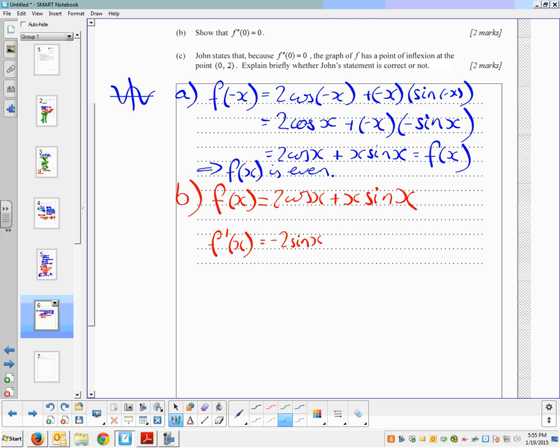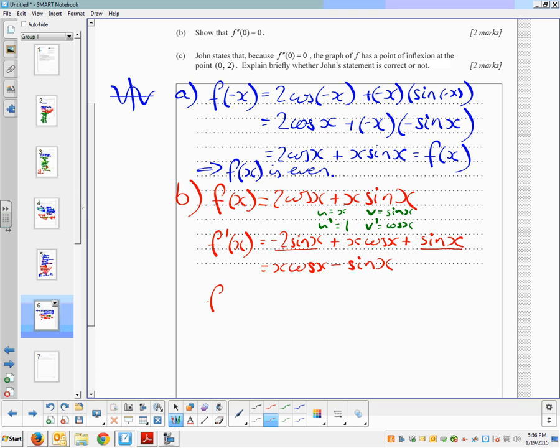but for the other bit, I'm going to have to think: u is x, v is sine x, u dashed is 1, v dashed is cos x. So it's u dv by dx plus v du by dx, which gives x cos x plus 1 sine x. And obviously that's going to simplify. I've got minus 2 plus 1, so it simplifies to x cos x minus sine x.